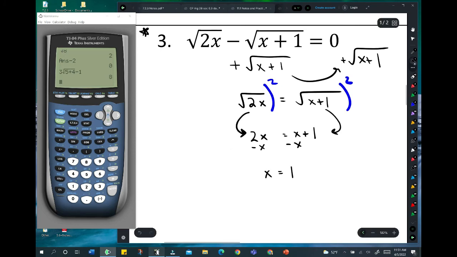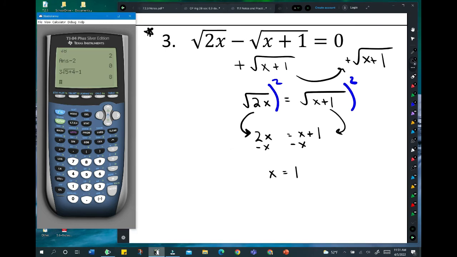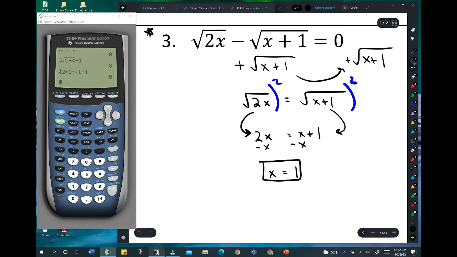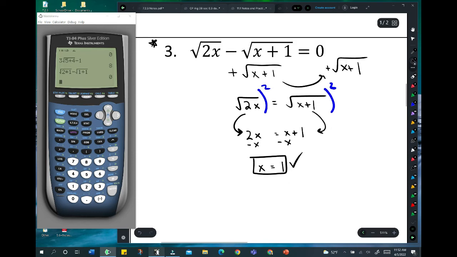Pretty nifty. Again, it's worth checking these answers. So calculator, 2 times 1 minus square root of 1 plus 1. Okay, 0 equals 0. Checks out. It's good to go. Okay, so that's with 2 square roots.